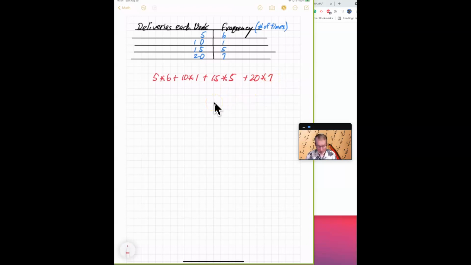You should just be able to say 5 times 6 plus 10 times 1 plus 15 times 5 plus 20 times 7 and hit enter, and I get 255. That's equal to 255. Now we have to divide this.